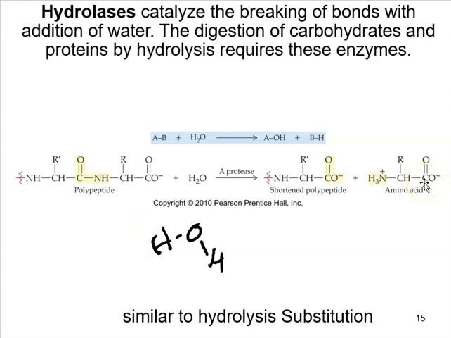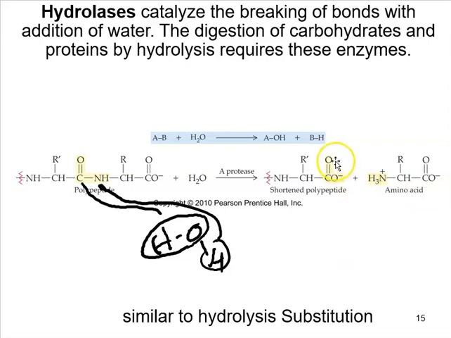So what we're going to do is take this hydroxyl group and attach it to the carbon. And we're going to take this hydrogen and attach it to the nitrogen. And that's essentially what's going to happen here. You'll see that we have this CO and an NH3+.